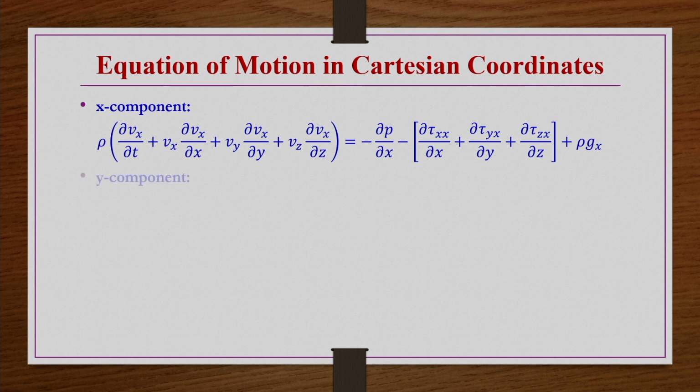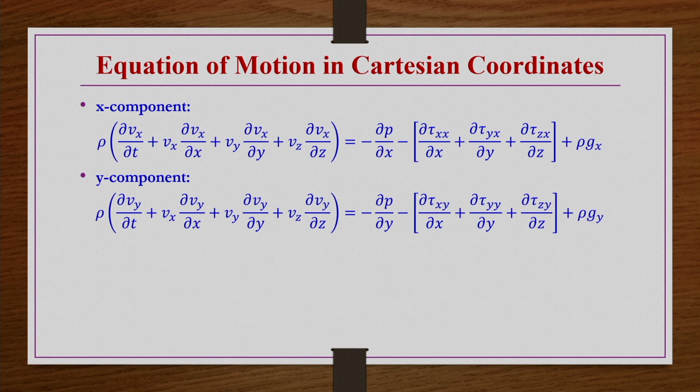Right. Now, the y component, if you do this again from equation number 12 only. For the y component, if you write rho dou Vy by dou t plus Vx dou Vy by dou x plus Vy dou Vy by dou y plus Vz dou Vy by dou z is equal to minus dou p by dou y minus of dou by dou x tau xy plus dou by dou y tau yy plus dou by dou z tau zy plus rho gy.